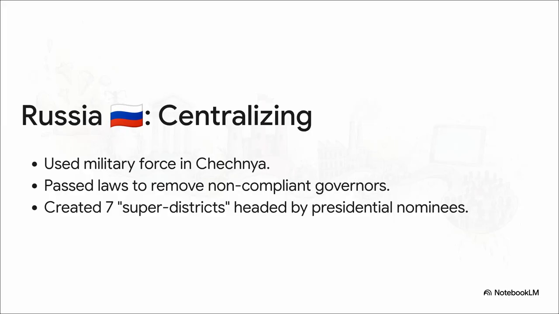Then you have Russia, which shows how a system that's federal on paper can be pulled in a much more centralized direction. Under Putin, the central government has used a bunch of different tools to tighten its grip. Everything from military force in places like Chechnya, to passing laws that let them fire local governors, to even creating these 7 super districts to oversee the regions. Every single move was designed to pull power away from the regions and back to the center.